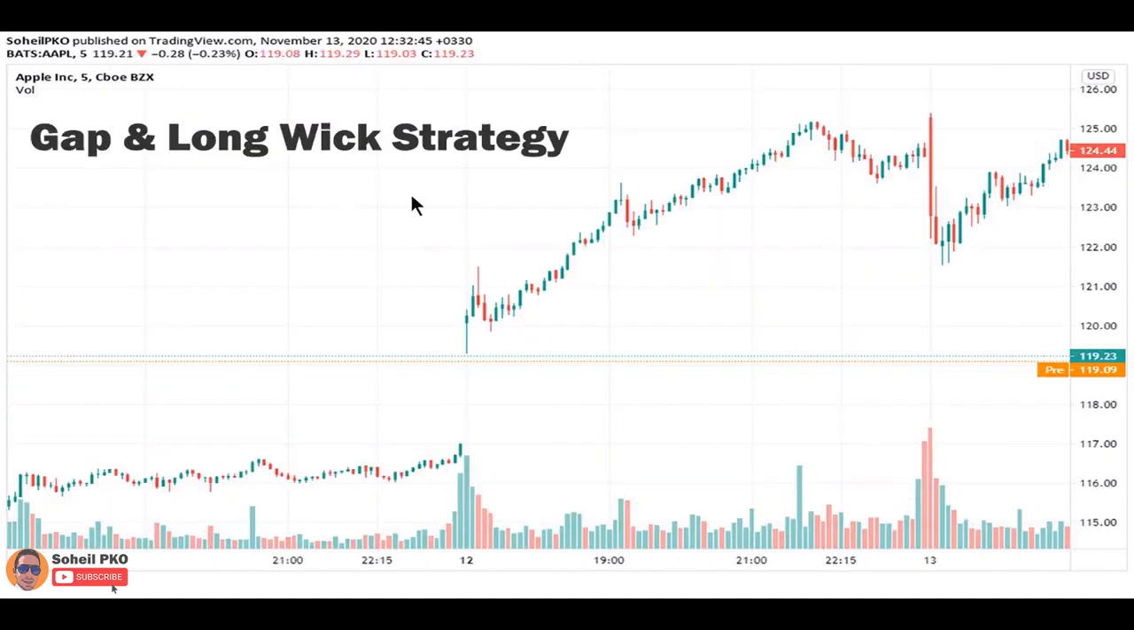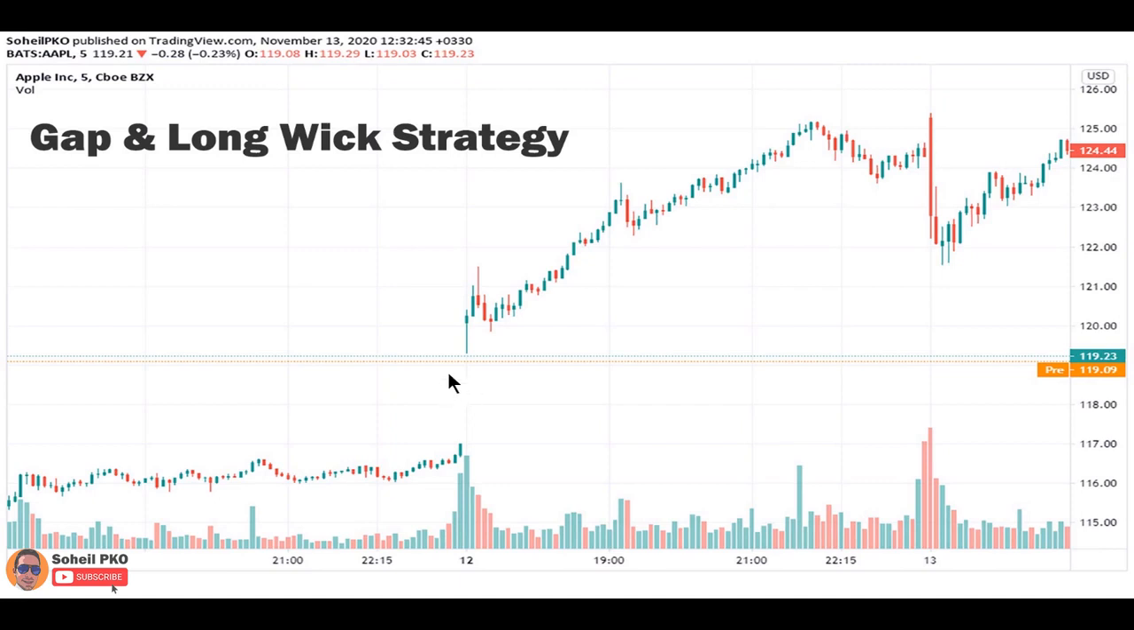Gap and long wick strategy. In this strategy we have a gap. Ideally it's better to be a large gap. And after that, we have a candle with long shadows, which is naturally bullish or bearish depending on the direction of the gap. This condition is more common in the opening hours of the market, and the strategy works pretty well in those times when we have major gap up or down.